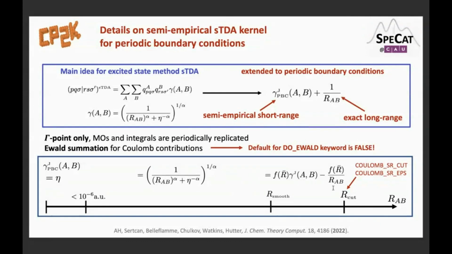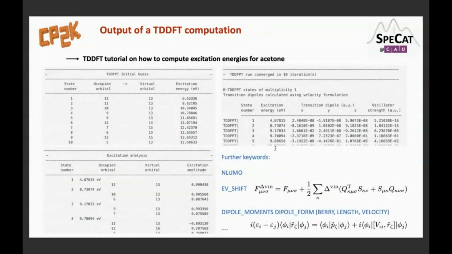Doing such a range separation, you then have to choose a cutoff. Standardly, the default is a good choice. However, you have to really keep in mind that periodic boundary conditions in Ewald summation is just switched on if you do this explicitly by setting the keyword DO_EWALD in the corresponding STDA section. But doing so, you can then perform a TDA computation to get excitation energies and oscillator strengths.